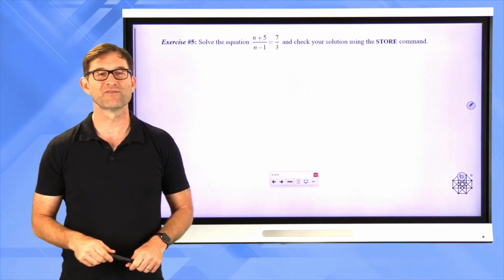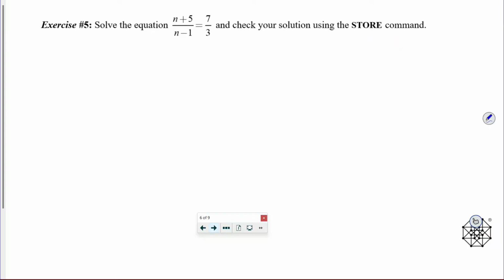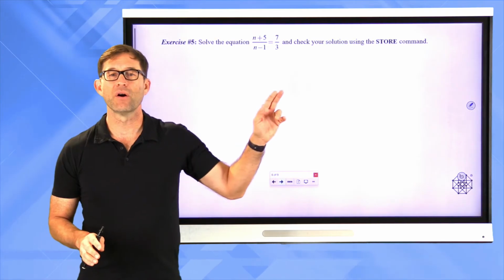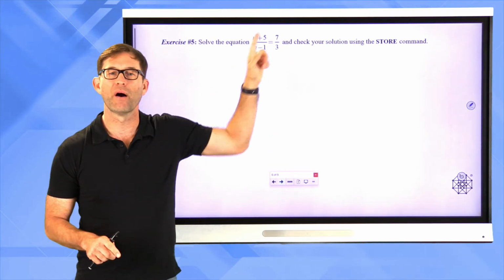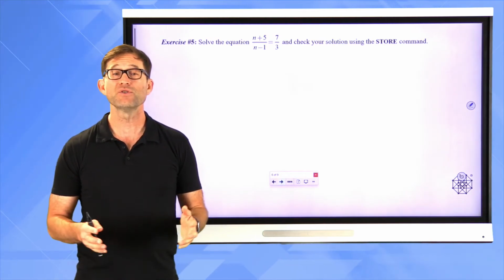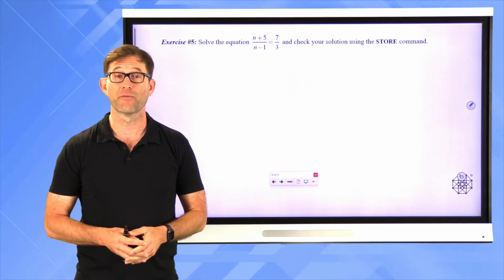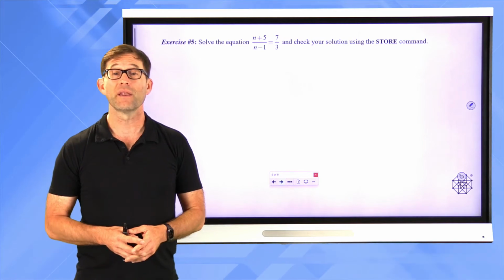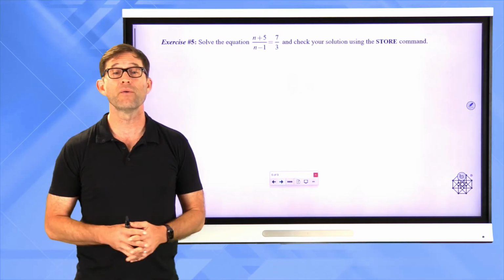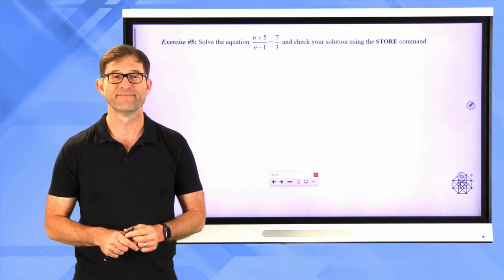So let's take a look at exercise number 5. Solve the equation (n plus 5) over (n minus 1) is equal to 7/3. Check your solution using the store command. Why don't you go ahead and solve this equation by cross multiplying, which is typically how you solve an equation where you have a fraction equal to a fraction. Once you have your solution, and spoiler alert, it's going to be fractional, what I'd like you to then do is check to see if it's true by using the store command. Pause the video now, go through all of that, and then we'll take a look.